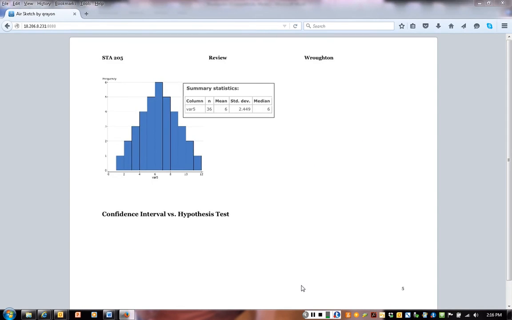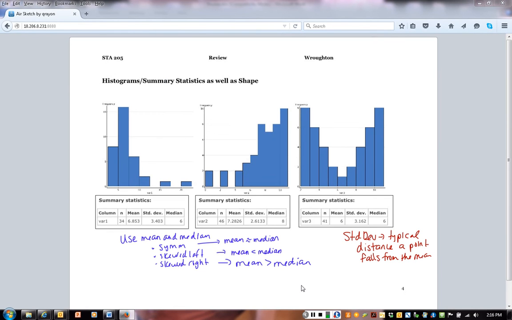Alright, so again, this is kind of a quick summary on that. You can look at the mean and median to determine if it's symmetric, skewed left, or skewed right. If it is symmetric, again, the mean and median won't always be exactly the same, but they should be relatively close.